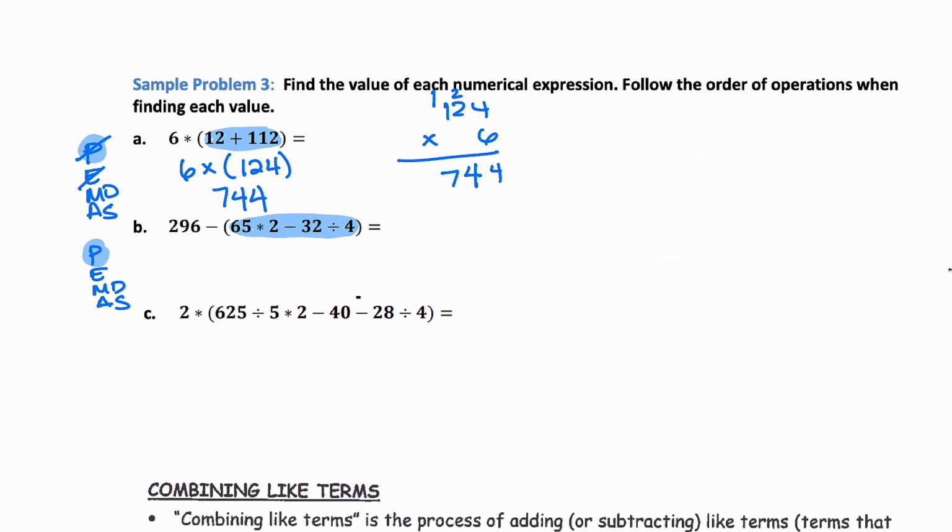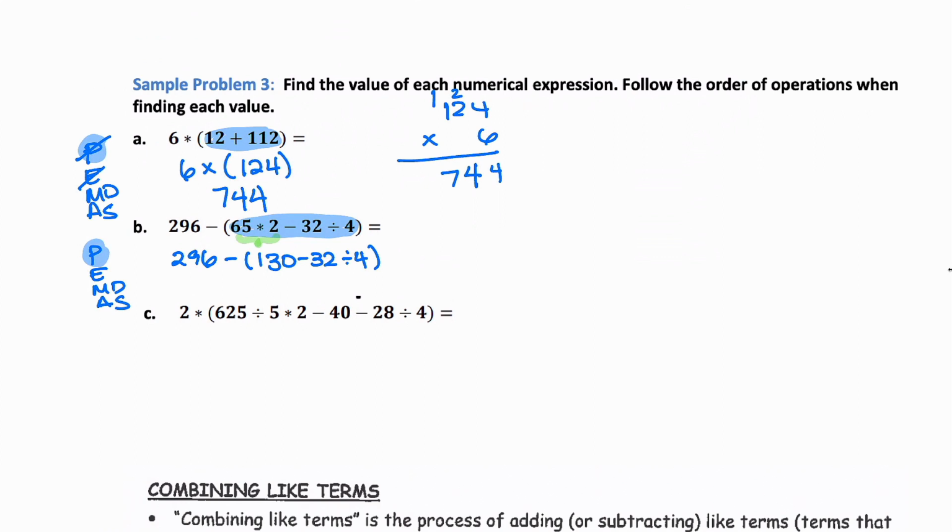The question becomes, what do we do first? Well, there are no more parentheses inside the parentheses. There's no exponents. There is a multiplication and division, and there's 2 of them. So you're going to go from left to right, and we're going to do this part first because that's the first thing I see as far as multiplication or division. So we're going to go 296 minus parentheses 130 minus 32 divided by 4.